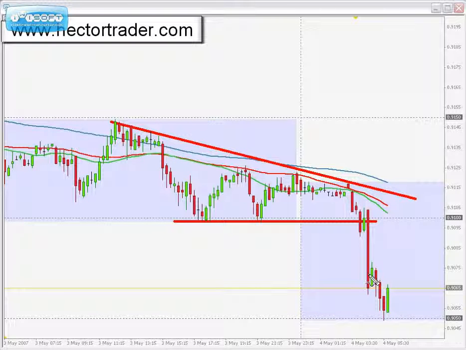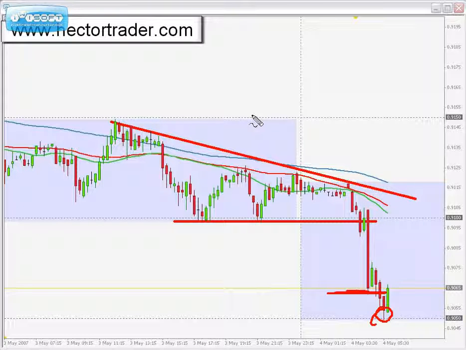It's been about an hour and a half since the last update, and you can see the target was definitely met. It was somewhere around here, and it actually went about 10 pips lower than that. Once again, this type of setup has followed through. It's a beautiful setup, one that I like trading very often.